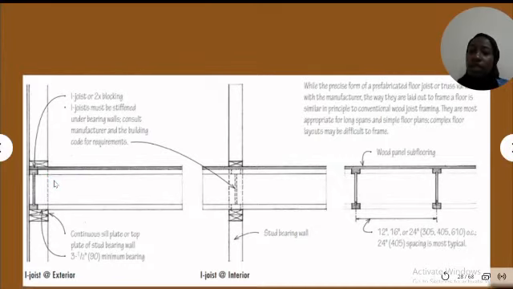Here is the I-joist at the interior, so you can see the two blockings and continuous steel plate, and it is 3.5 inches minimum bearing. At the interior there is a steady bearing wall. The middle one is an I-joist, which must be stiffened under the bearing wall. Consult the manufacturer and the building code for requirements. Also here is the wood panel subflooring with 24 inch spacing.